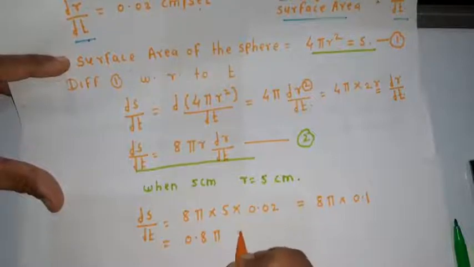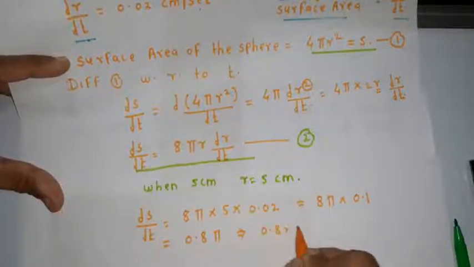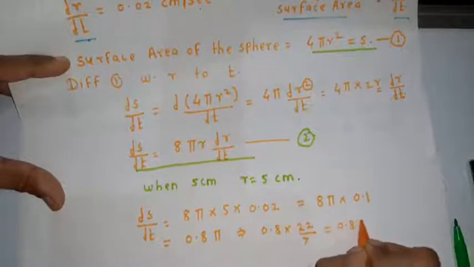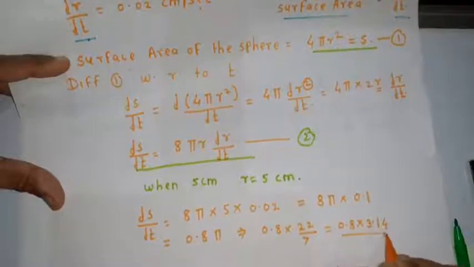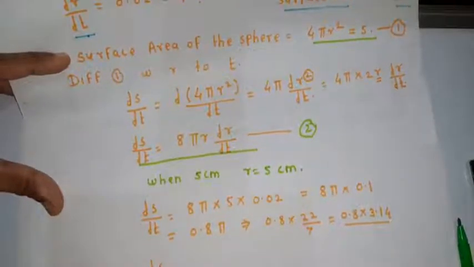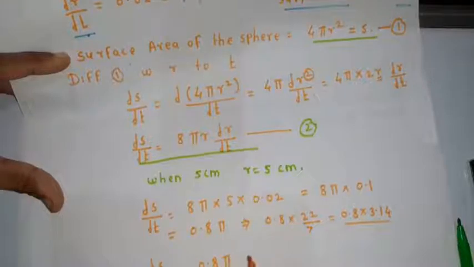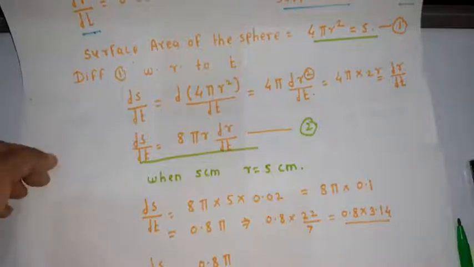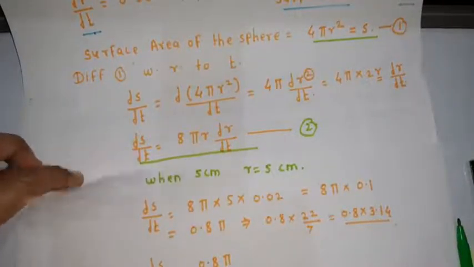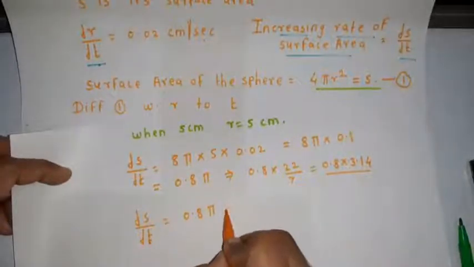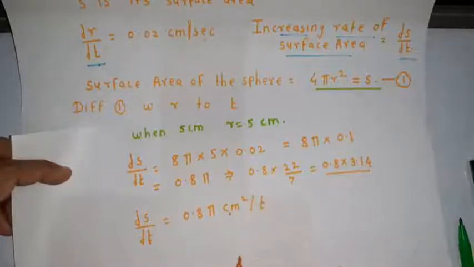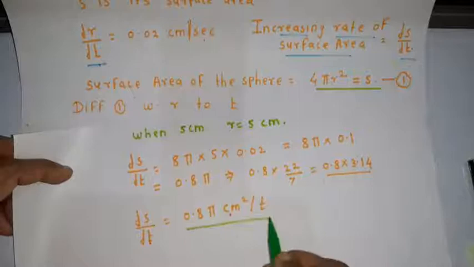You can further simplify it, that is 0.8 into pi. The value of pi is 22 by 7, or 3.14. In this way you can find the answer, which is 0.8 pi. The unit for this, the changing surface area upon time, surface area means square centimeter, upon time, per second, and hence this is the answer of the given problem.